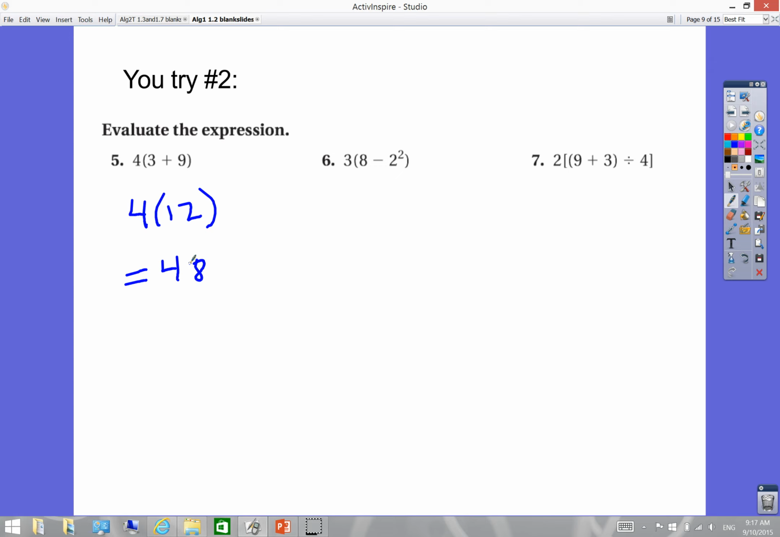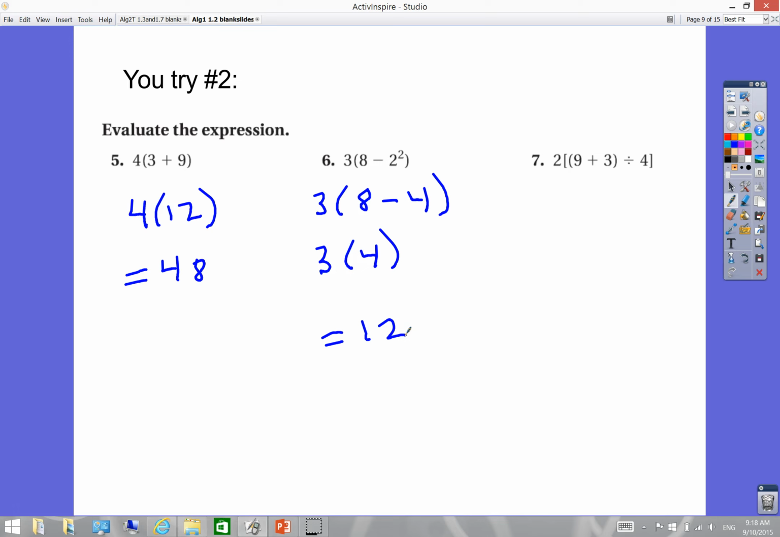This one's got 3 things going on. It has the grouping symbols, it has an exponent and subtraction inside, and it actually has a multiply. So you could think of that as 3 or 4 different things going on. First we need to attack what's inside the parentheses. Considering 8 minus 2 squared, we do the 2 squared first. 3 times 8 minus 4. Now we go still inside the parentheses. 3 times 4 equals 12.